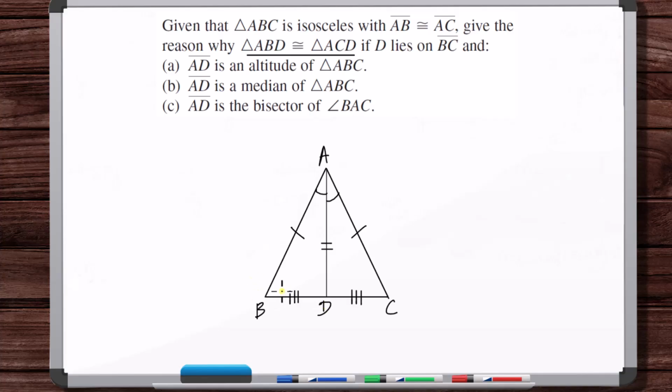Okay, well, but what else? Angle B corresponds to angle C, and angle BDA corresponds to angle CDA, so those are congruent. But this is a straight angle overall, so this has to be two right angles. So look, it's also the altitude, and it's the perpendicular bisector.